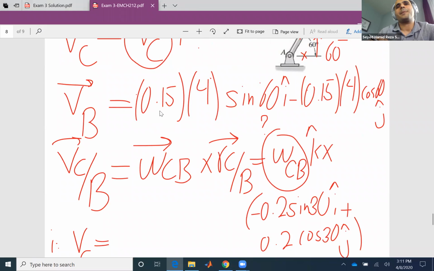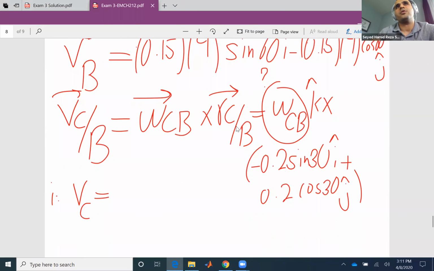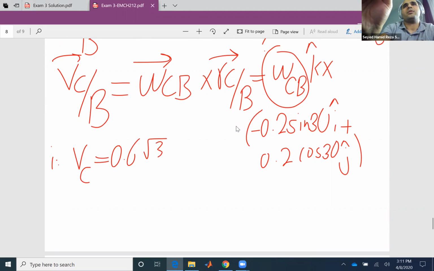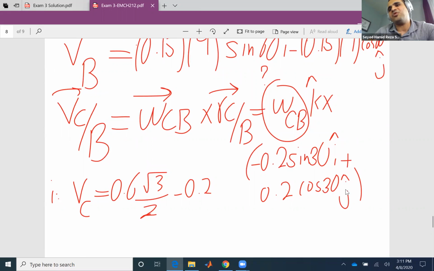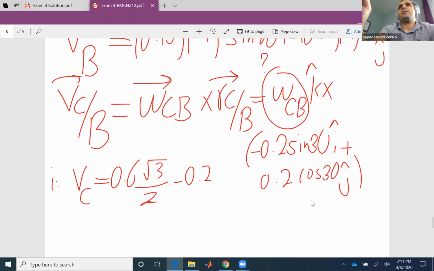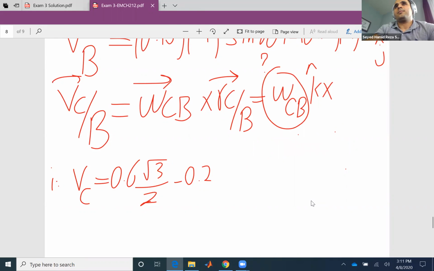4 times 0.15 would be 0.6. Sine 60 would be square root of 3/2. So 0.6 square root of 3/2. And also VC with respect to B, here K times J will give me the I component. K cross J, the cross product itself gives me a negative value. So write that negative value, and then omega CB cosine 30. So cosine 30 would be square root of 3/2 omega CB. And I have the J component.